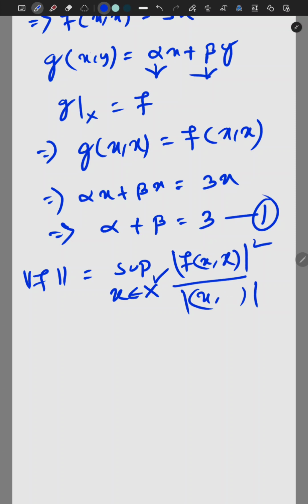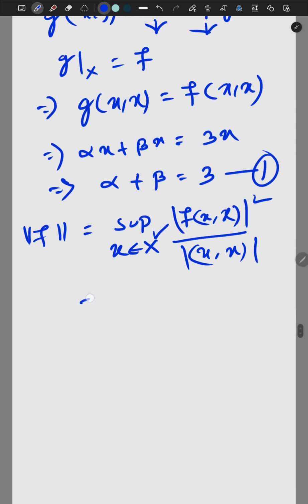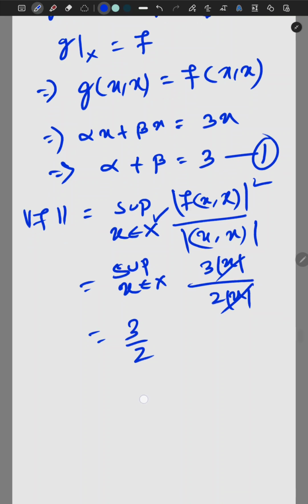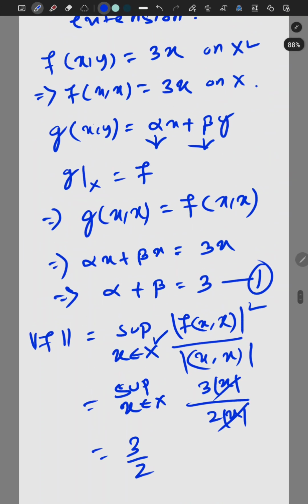So the norm is the supremum over x in capital X of the modulus of f of (x, x), which is 3x, so it gives |3x|. And the norm in this normed space is |x| plus |y|, but here both are the same, so it gives |x| plus |x|, which is twice |x|. The |x| cancels out, so it gives 3 by 2. So the norm of f is 3 by 2.